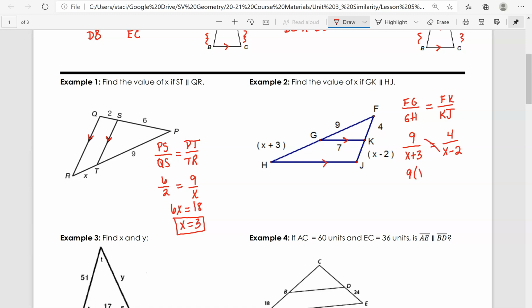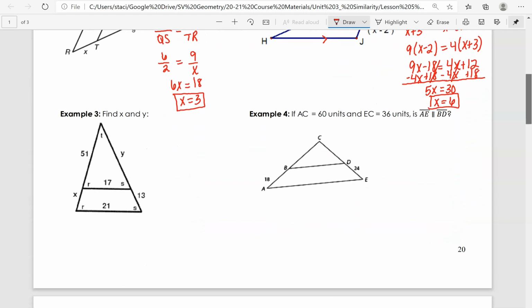So I have 9 times x minus 2 is equal to 4 times x plus 3. So 9x minus 18 equals 4x plus 12. I'm going to do double steps here. I'm going to subtract 4x from both sides and then add 18 to both sides. And so I get 5x equals 30, so x equals 6. And I can stop there because it just said find the value of x.